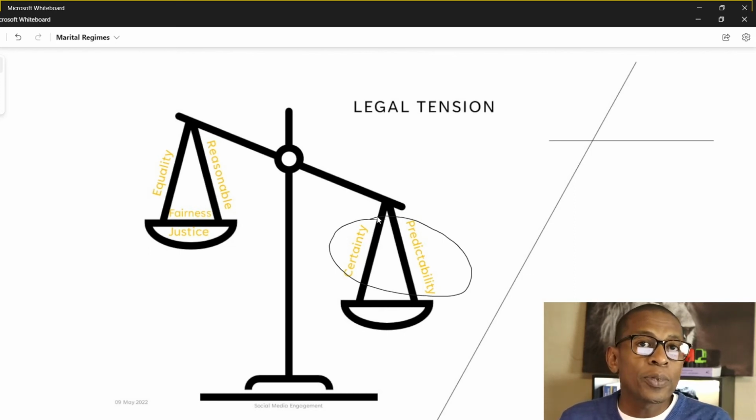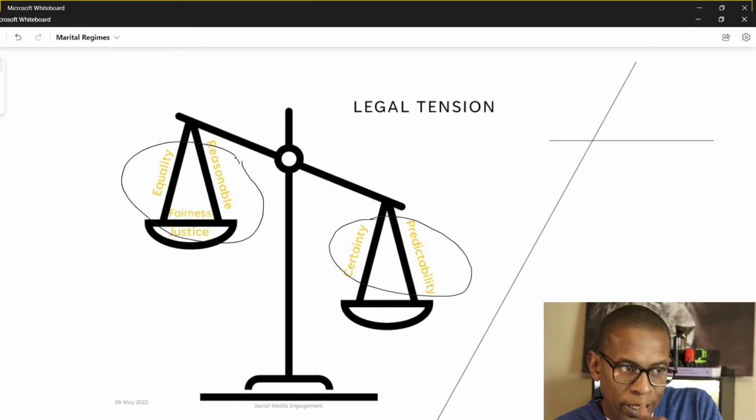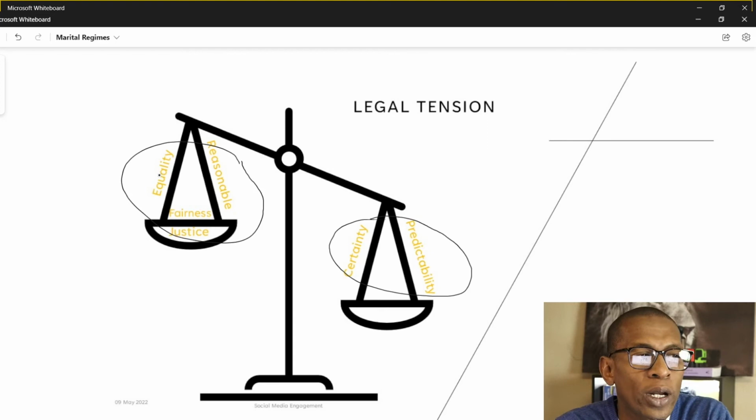This is an exceptional remedy that kicks into play, as we've seen it play out, for example, with marriages before 1984, before the accrual system came in. However, in taking that into consideration, the certainty and predictability is that we've got to weigh this up against all these other factors.